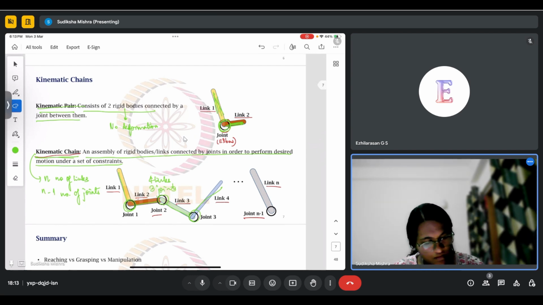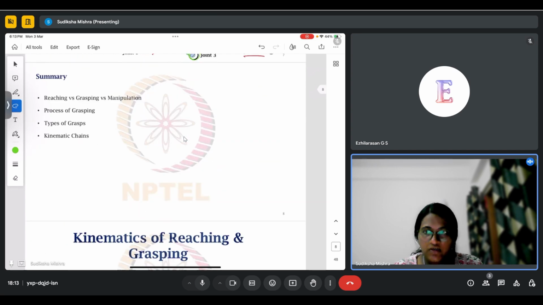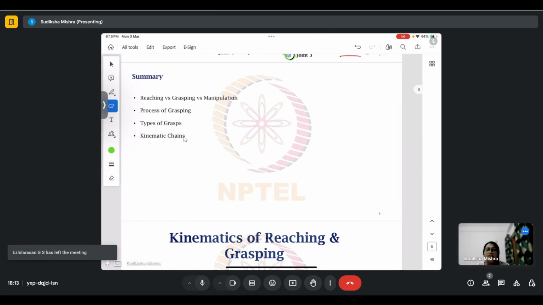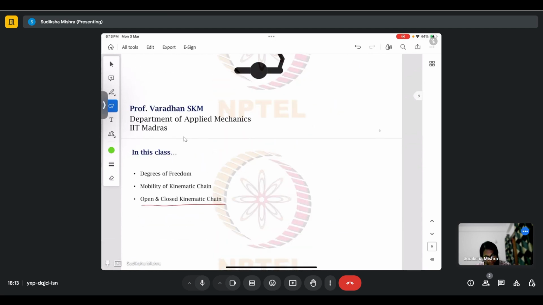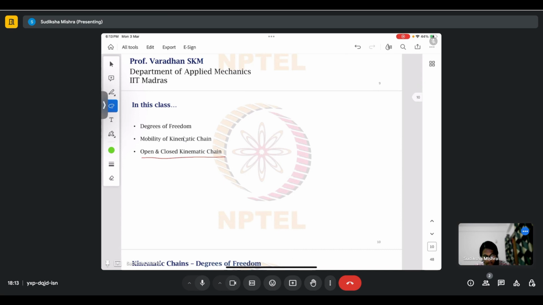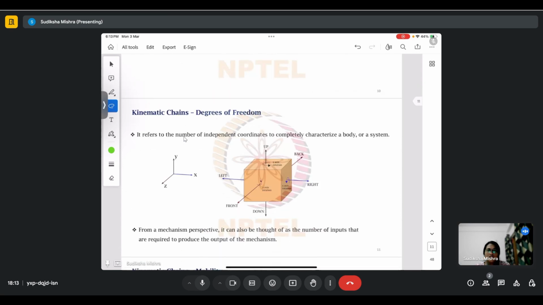Okay, so we learned about reaching, grasping, manipulation, and the processes that finally result in grasping, and the types of grasps and the kinematic chains associated with it. Next, let's look at degrees of freedom, which refers to the number of independent coordinates to completely characterize a body or a system.